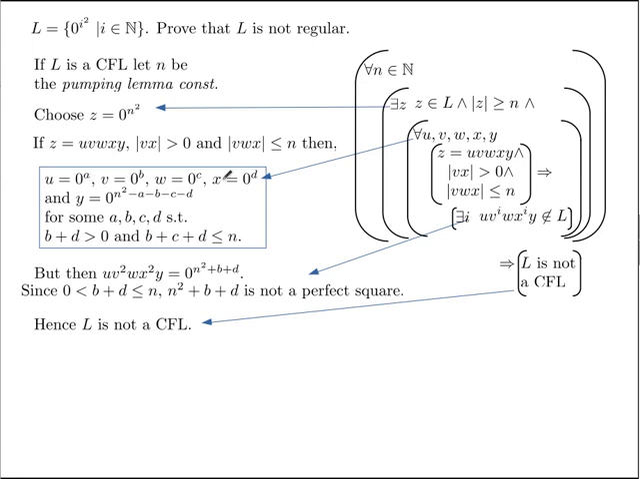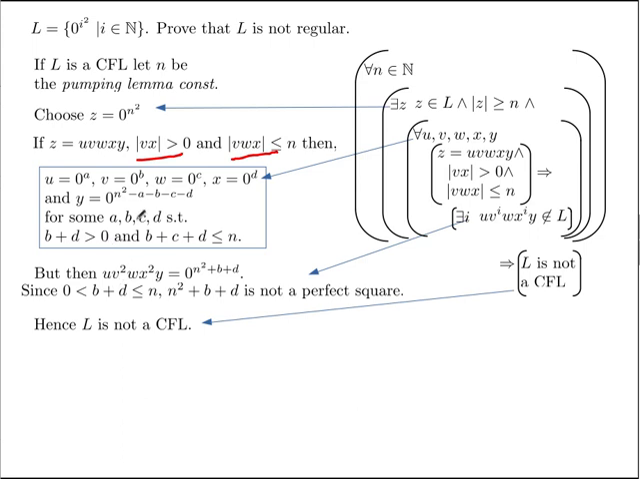Now, if you take v and x together, that means you are talking about b plus d many zeros. So this b plus d is greater than or equal to 1 because of this constraint. And this translates into the fact that b plus c plus d is at most n. So this means that b plus d itself is less than or equal to n. So b plus d is strictly greater than 0, but b plus d is at most n.